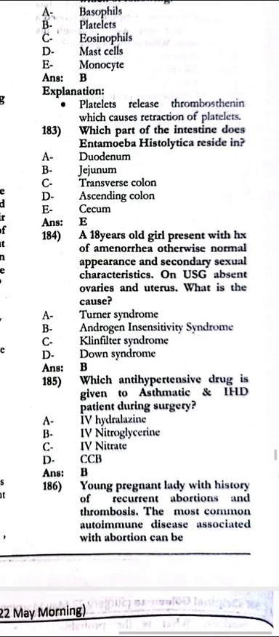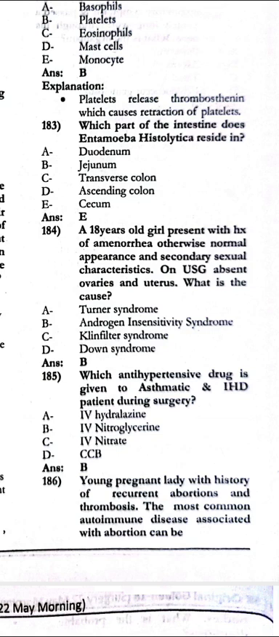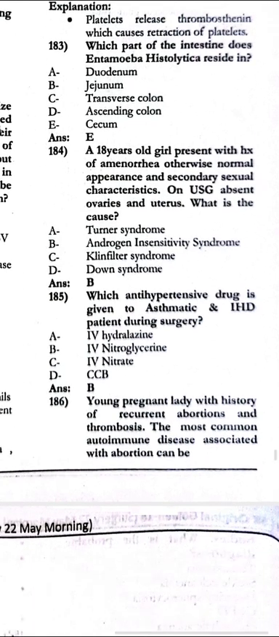Which part of the intestine does Entamoeba histolytica reside in? That is the cecum. An 18-year-old girl presents with a history of amenorrhea, otherwise normal appearance and secondary sexual characteristics; ultrasound shows absent ovaries and uterus. What is the cause? It is androgen insensitivity syndrome. Which antihypertensive drug is given to an asthmatic and IHD patient during surgery? That is IV nitroglycerin.